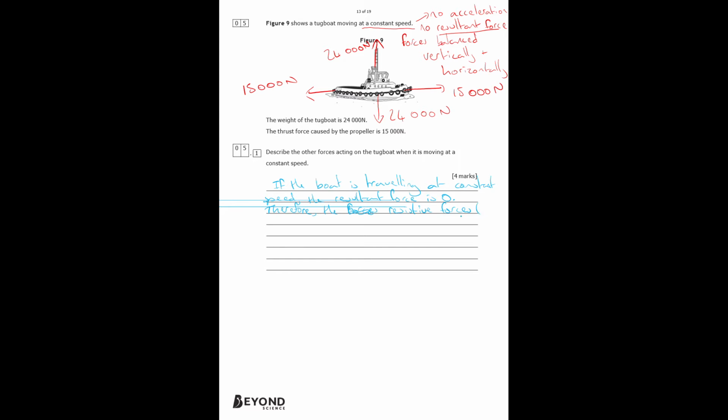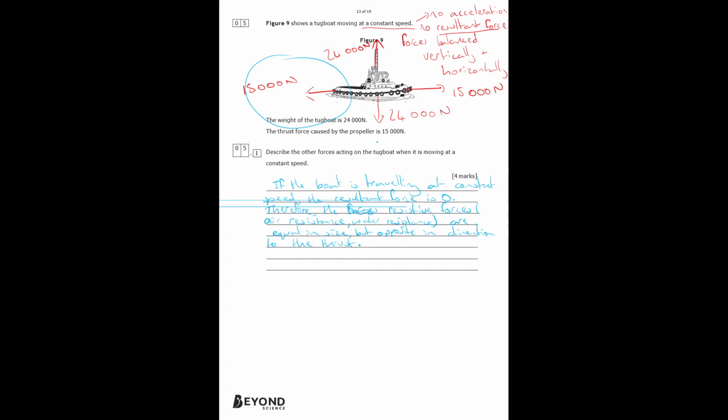And what will those forces be? Well, there'll be some air resistance, and there will also be some resistance from the water. You can write water resistance, I suppose, or drag you could call it. Therefore, the resistive forces are equal in size, but opposite in direction to the thrust. They're both 15,000 newtons, just in opposite directions. So that is the resistive forces.